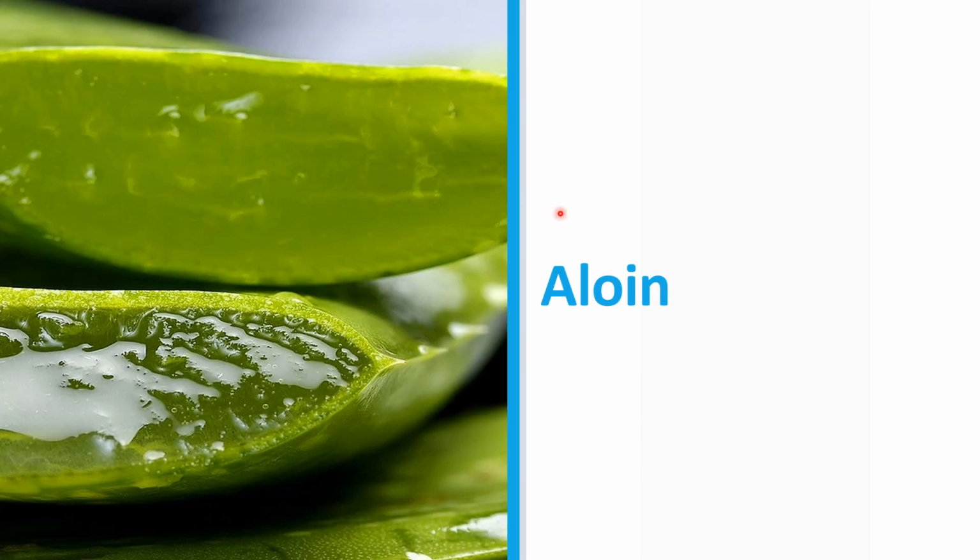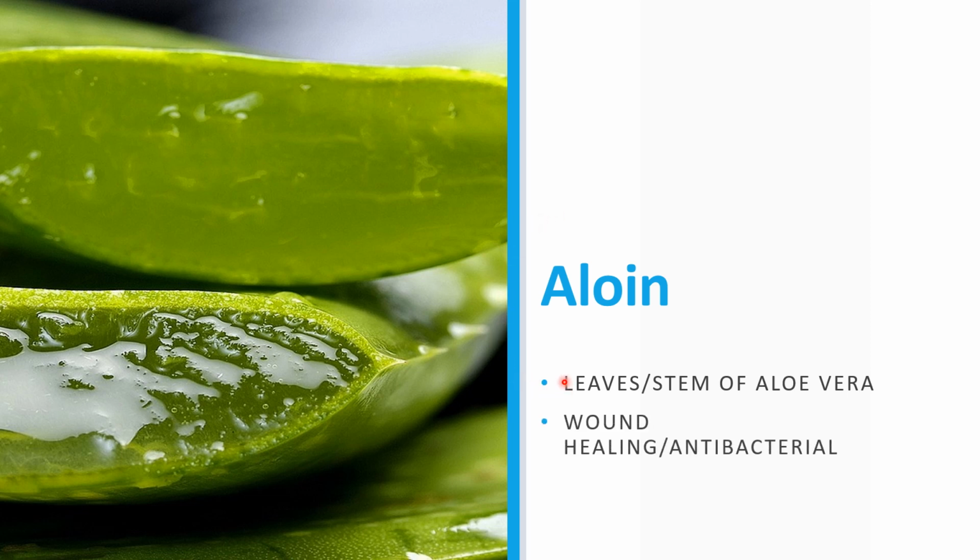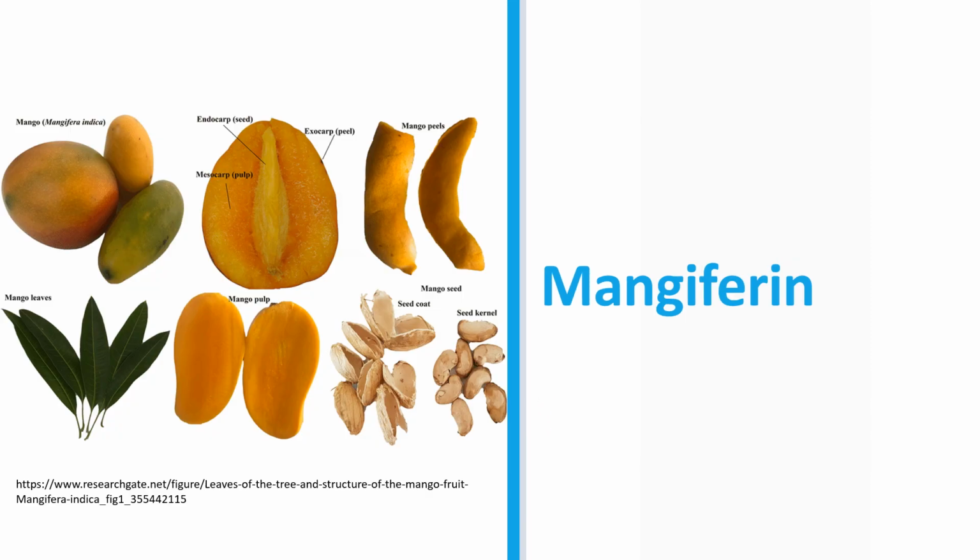Another is the aloin. Aloin is derived from the leaves and the stem of aloe vera, and it is a glycoside with a wound healing property as well as antibacterial property. We also have the mangiferin. Mangiferin is derived from the fruit and leaves of the mango tree, Mangifera indica.